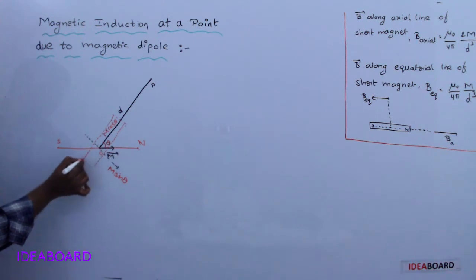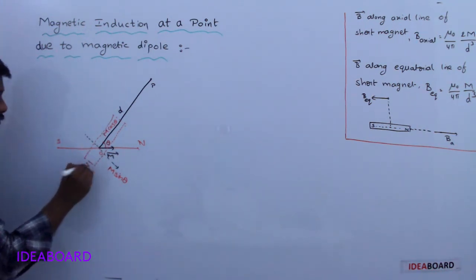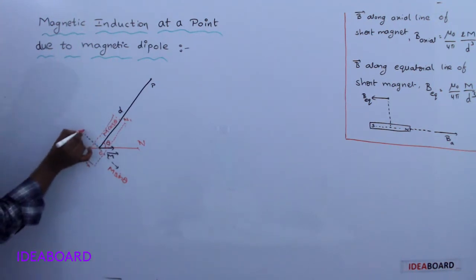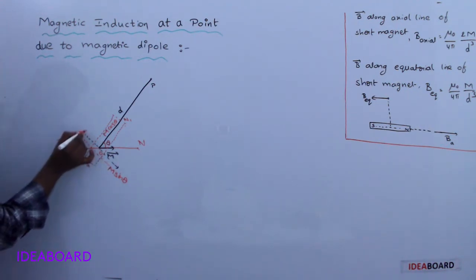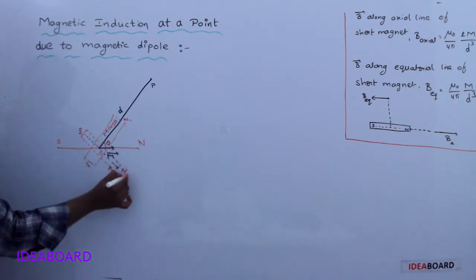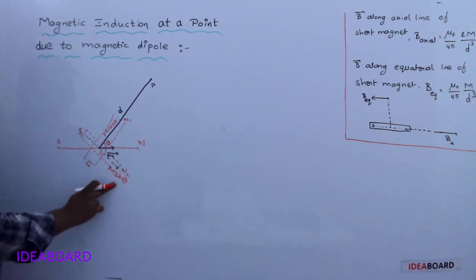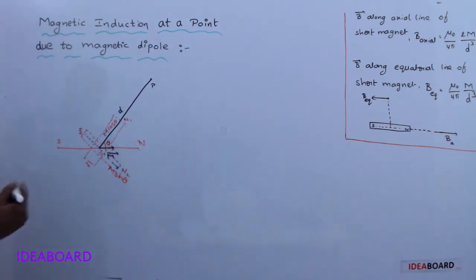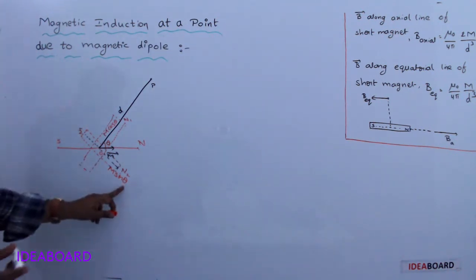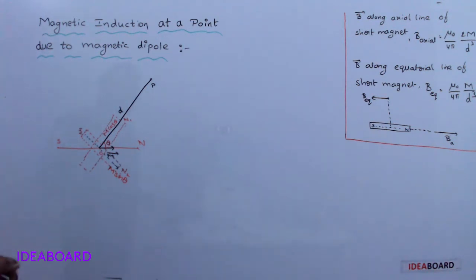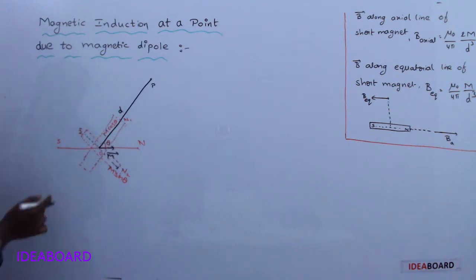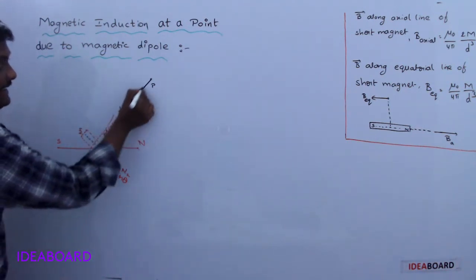One magnet is S1N1 of magnetic moment m cos theta. Another magnet is S2N2 having a magnetic moment m sin theta. So here this is m cos theta and this is m sin theta. Understand? Let us see at this point P, for this magnet, this line is called the axial line.